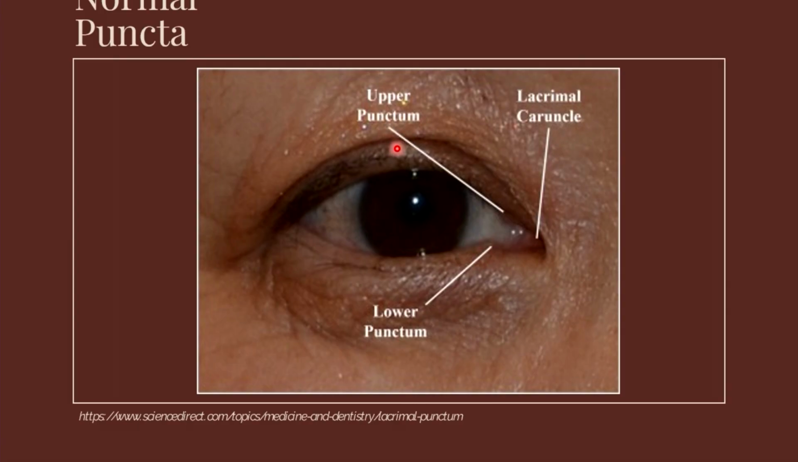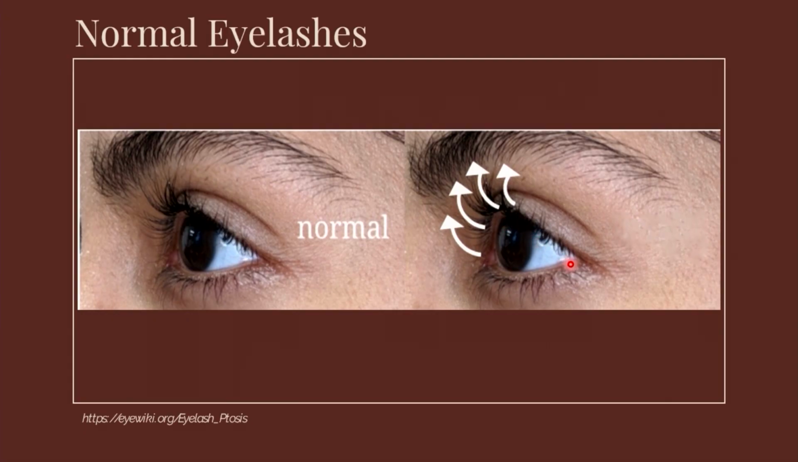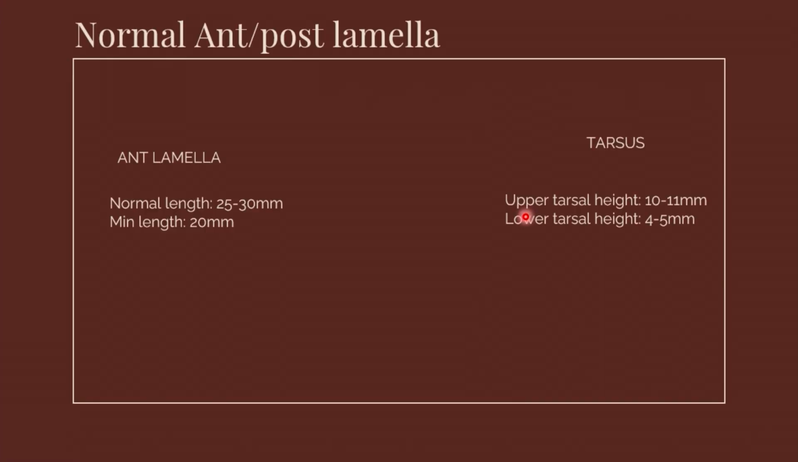The normal puncta are directed medially and backwards, that is facing the globe, and usually you are not able to see them without everting the lids. Normal eyelashes are directed outwards and upwards for the upper lashes, and outwards and downwards for the lower lashes. So as we discussed, these are the normal upper and lower tarsal heights, and the anterior lamella normal length is around 25 to 30 millimeters, while the minimum length that we should check for is 20 millimeters.